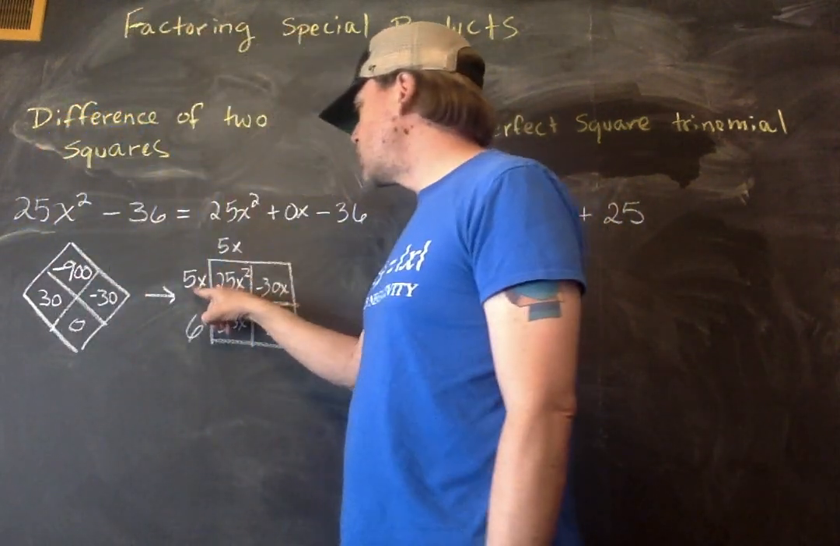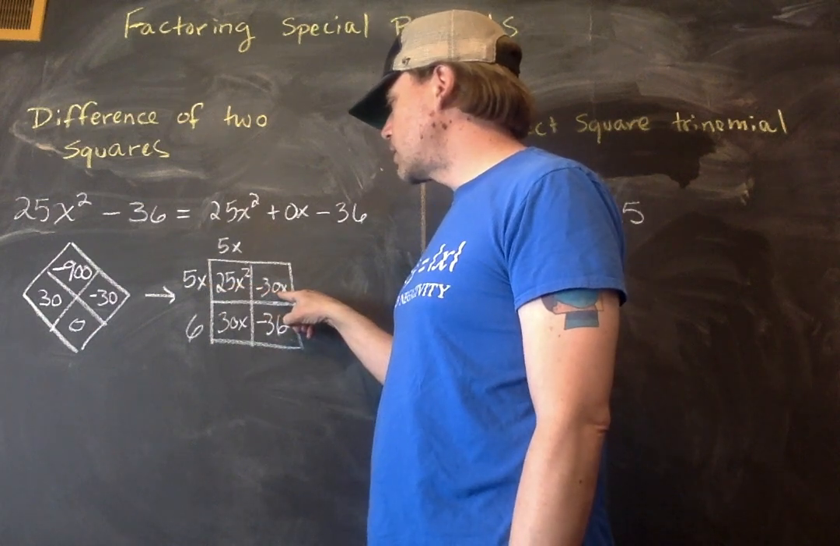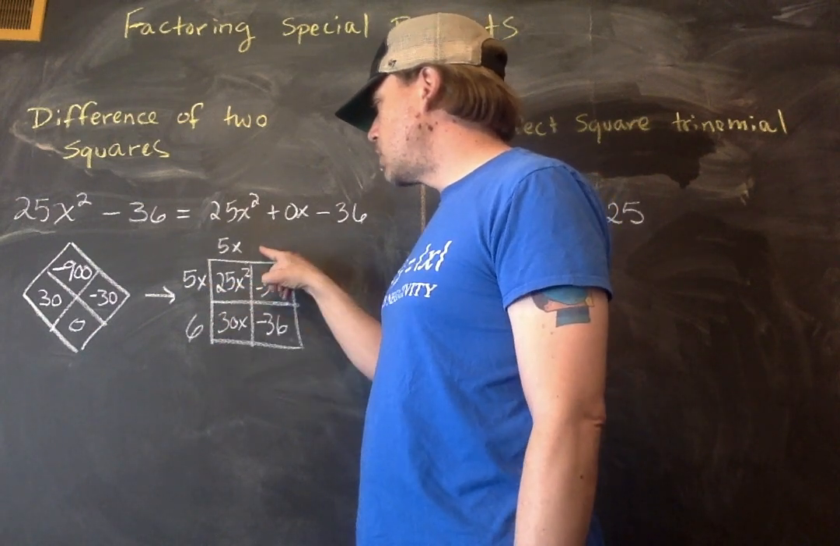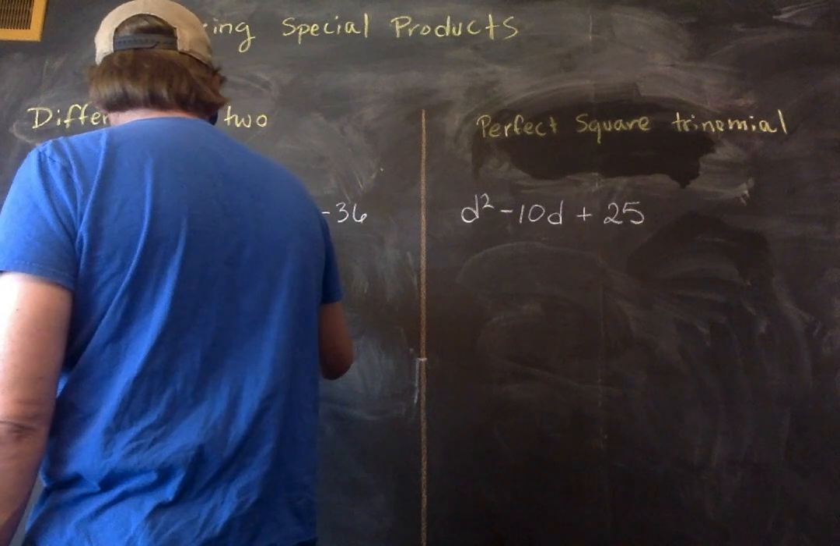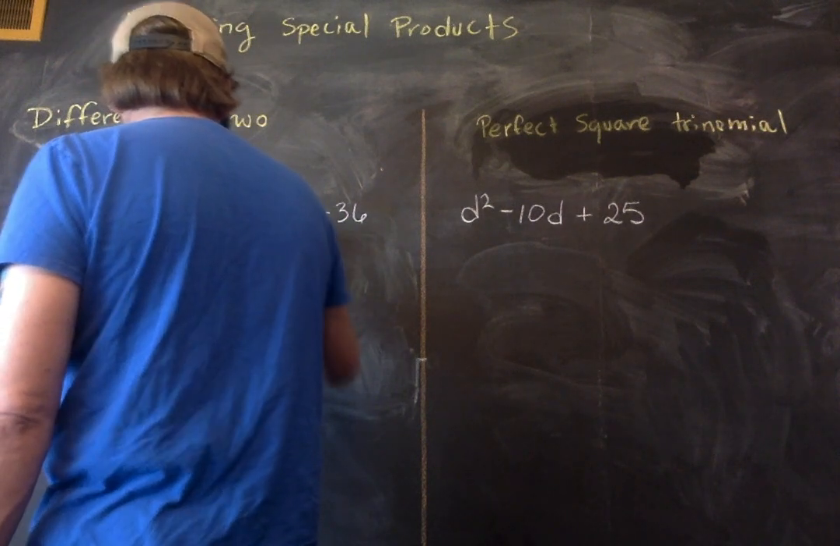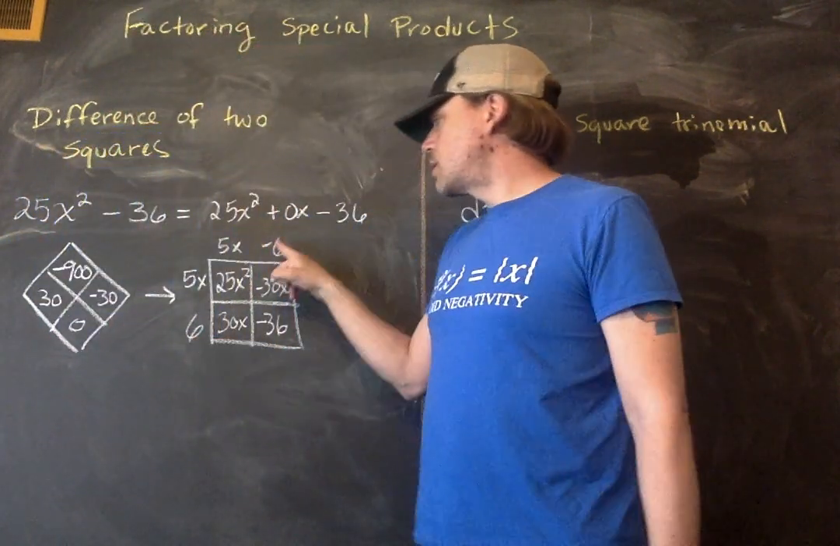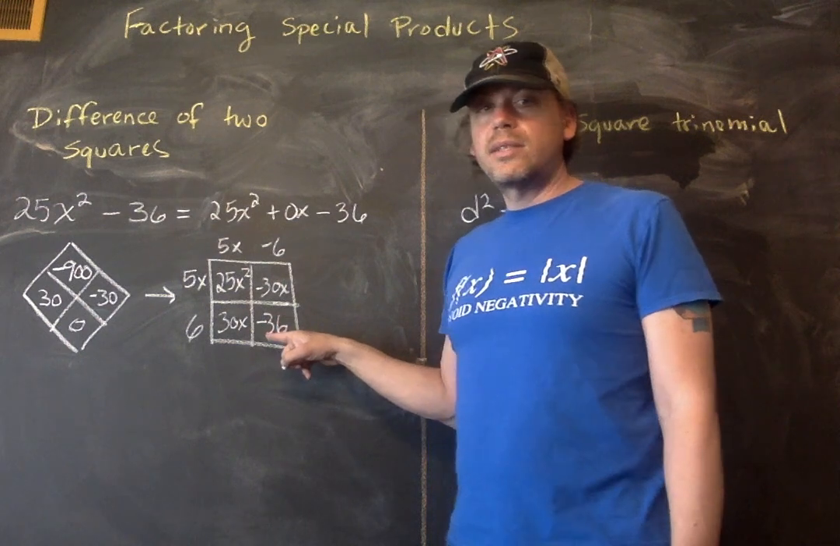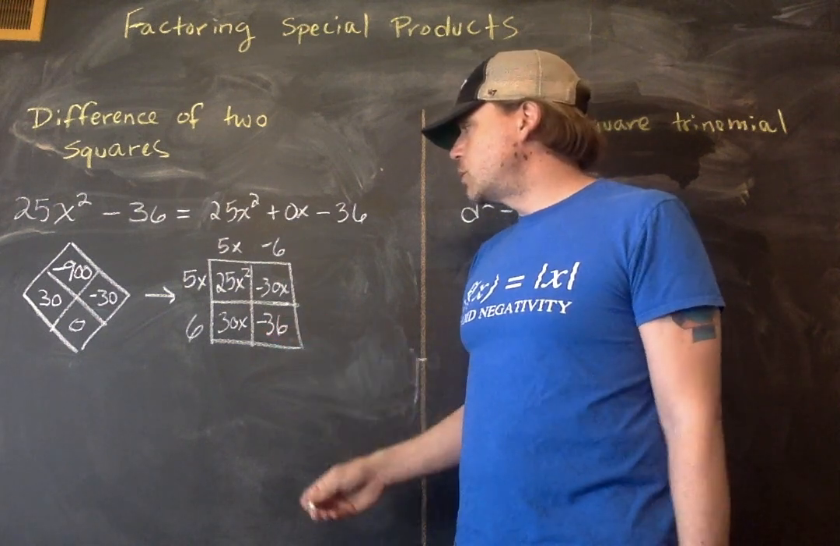And what number times 5x is negative 30x? So 6 again, but minus. So that's the difference. So negative 6. Does that work? 6 times negative 6 is negative 36. That's perfect. We filled in our square.